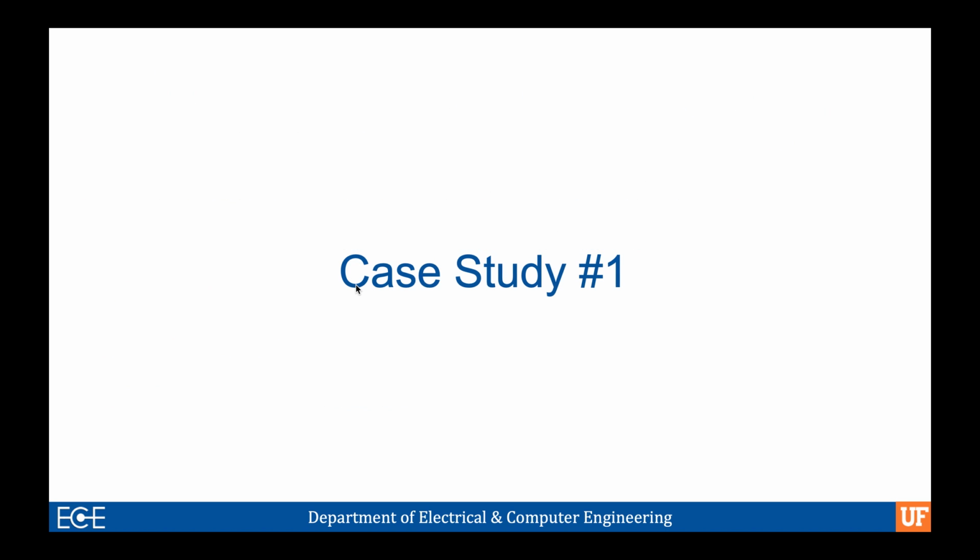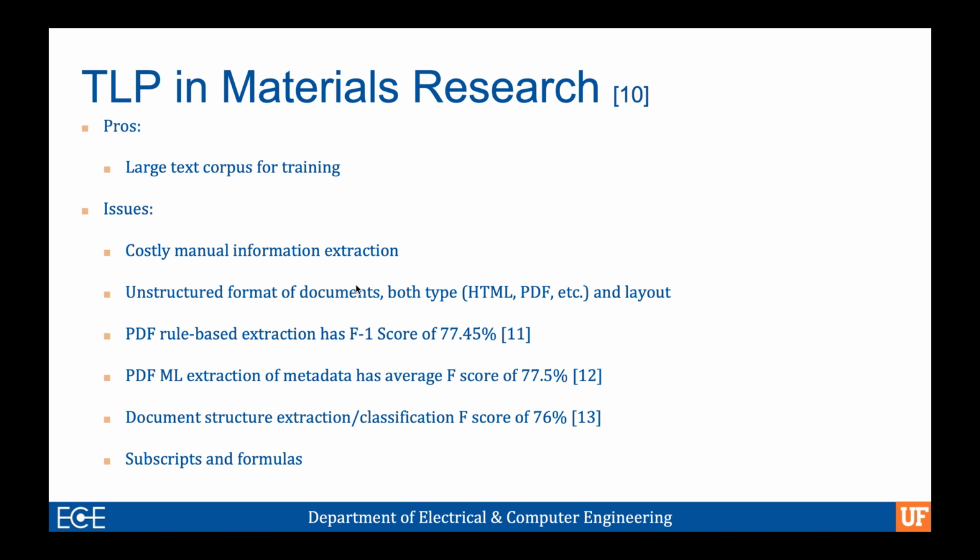Here we will go over our first case study. So materials research, the pros to this are a large corpus for training. So materials research, this is material sciences. So finding new materials or finding existing relationships between materials and their characteristics. Problems that they ran into are costly manual information extraction, which we've already discussed.